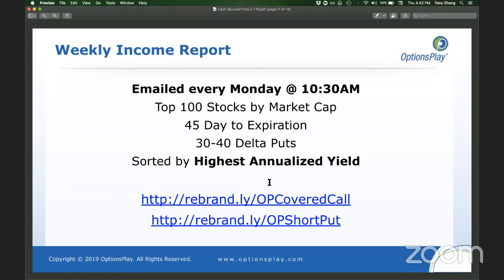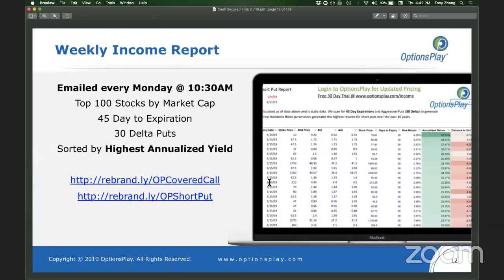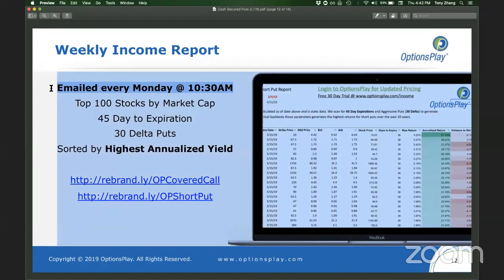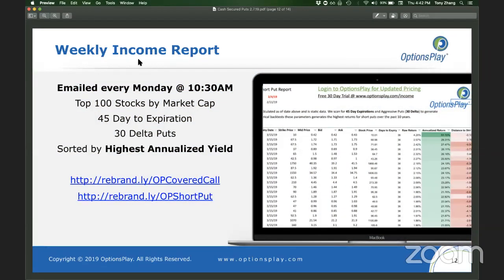So with that, I want to show you two things. I want to show you Options Play, but I also want to make sure you understand that we have a weekly income report. This is something we mail out every single Monday, right around the open. For those of you who are subscribers to Options Play, you've probably been receiving these emails every week. We send both a covered call and a cash secured put report every single week.